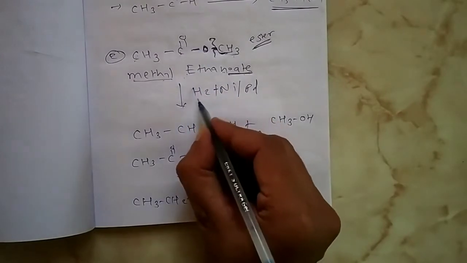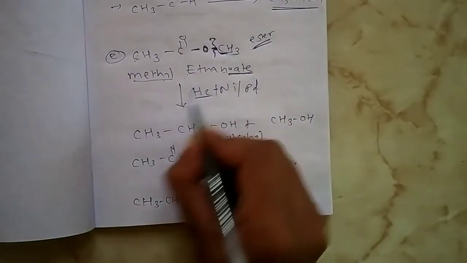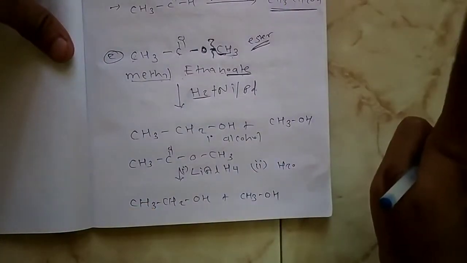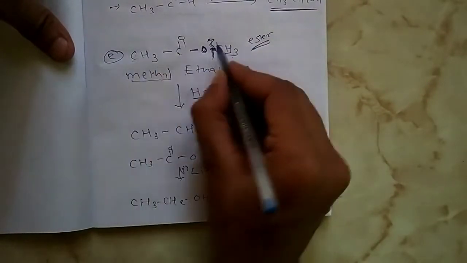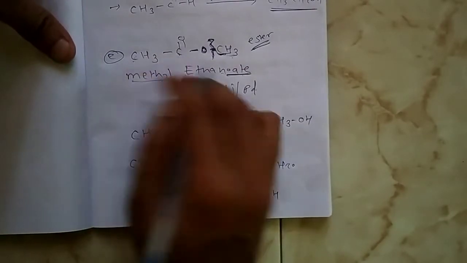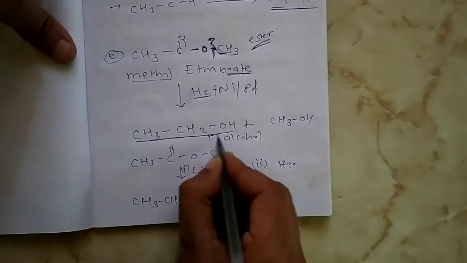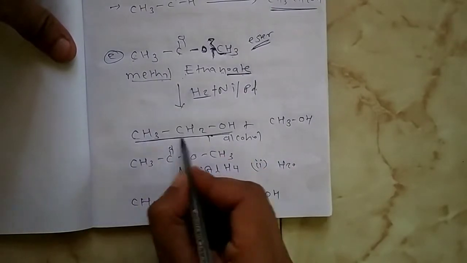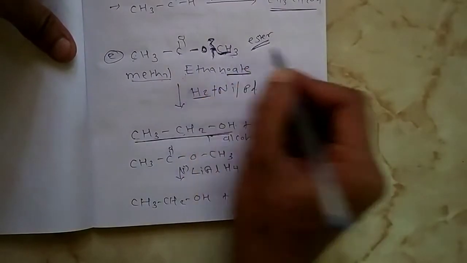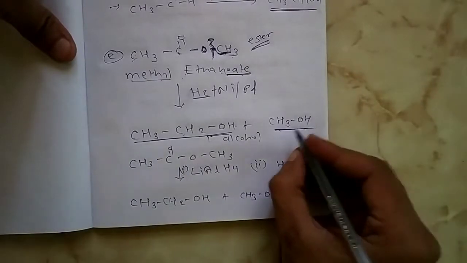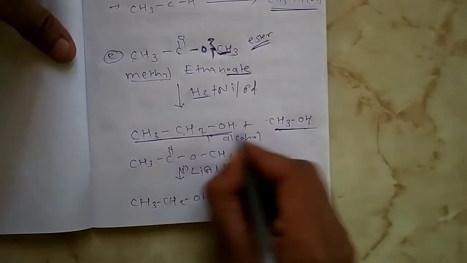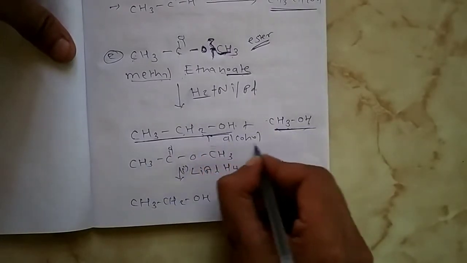When it reacts with nickel or palladium in presence of hydrogen, what will it do? It will make 2 parts of the compound. This compound will break in 2 parts. You can see 2 carbons are there, so it will give this product, 2 carbons having OH group on it, and another part that is 1 carbon part, so it will give another product that has 1 carbon in it. So it will give you 2 alcohols, both are 1 degree alcohol. You can see it.